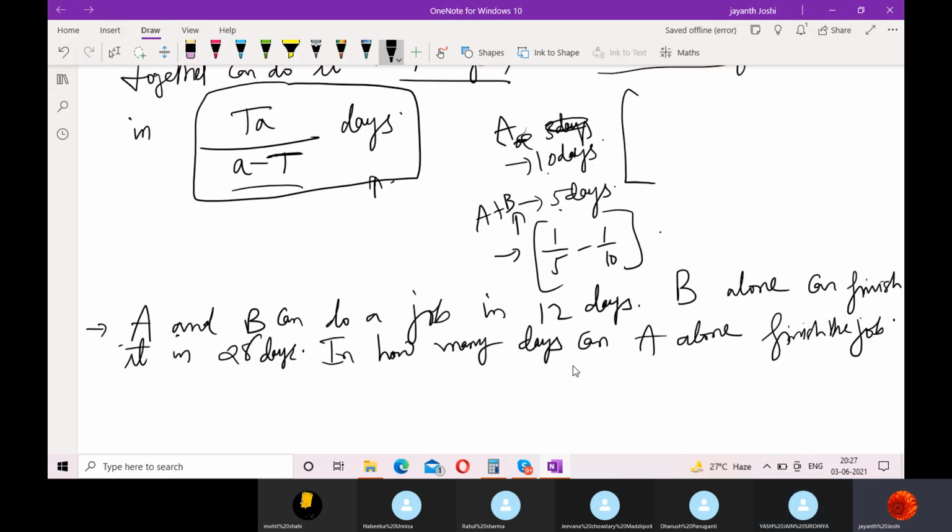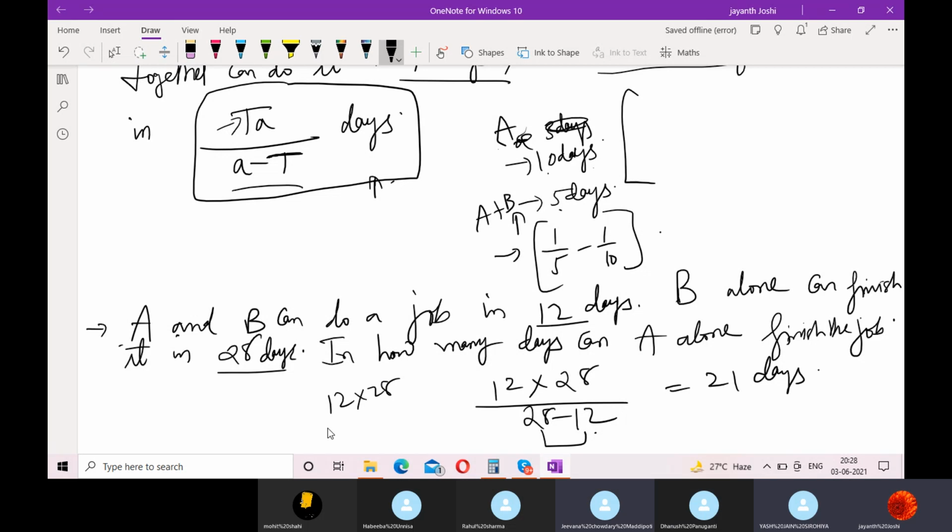See, A and B can do a job in 12 days. Fine, that is what is given here. So this is nothing but the combined work T, okay? B alone can finish in how many days? 28 days, correct? 21 days. Yes, 21 days, correct. So they would do the combined work in this. Divided by the A minus T. So 28 minus 12. So 21 days you'd get the answer. 28 minus 12 is how much? 16. So you can solve this now.